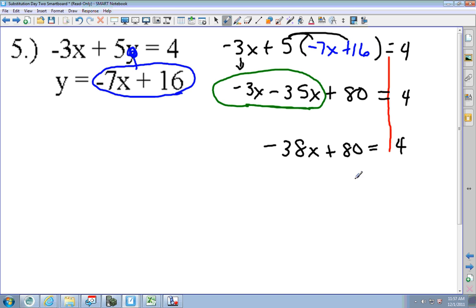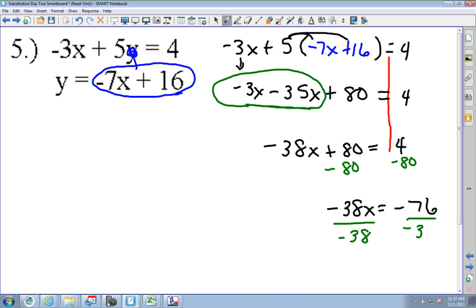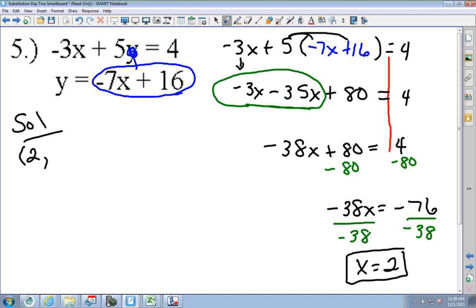Well, subtract 80 from each side. I get negative 38x equals negative 76. Ooh, does that work out evenly? Divide by negative 38. What is that? x equals 2. Are we done yet? No. We have part of our solution. It's 2, but we don't know what our y number is.